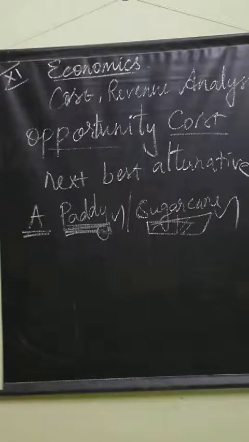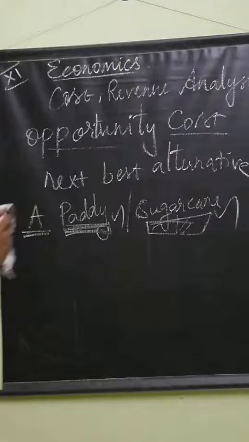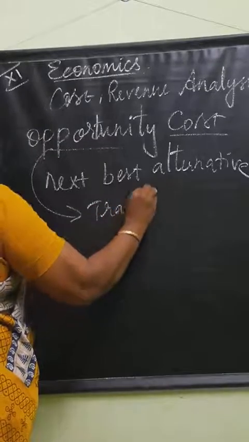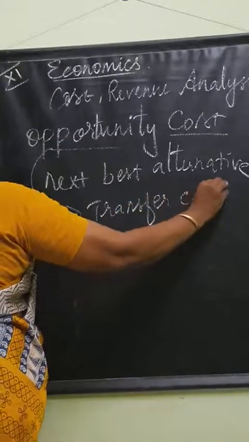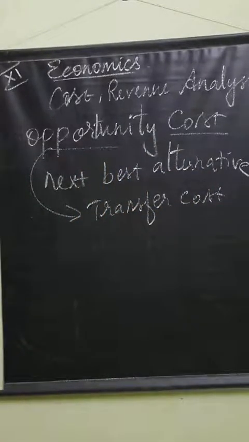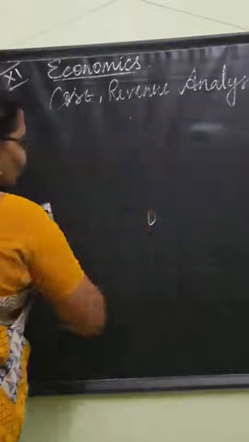So, if he cultivates the paddy, the opportunity cost of the paddy output is the amount of the sugarcane output that should be given up, isn't it? So, opportunity cost is also called as alternative cost or transfer cost. Transfer cost or opportunity cost. So, giving up the next best alternative, that is opportunity cost. The next one is sunk cost. That is a cost incurred in the past cannot be recovered in future. மூழ்கி போனதுன்னு அர்த்தம். Sunk.